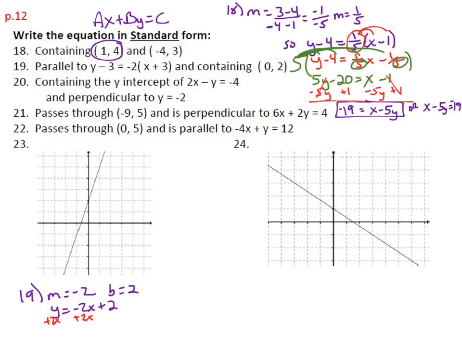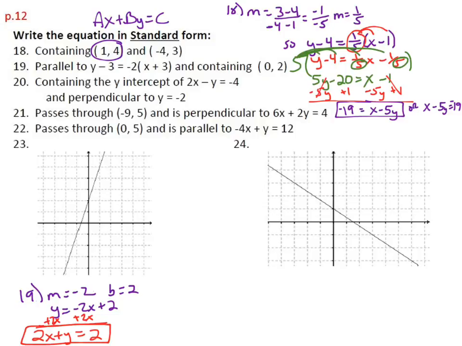Add our 2x to both sides. So we have 2x plus y equals a positive 2. So we have our x and y on the same side. A, B, and C are all integers, and our A value is positive. So for number 19 in standard form, we have 2x plus y equals 2. All right, just a few more.